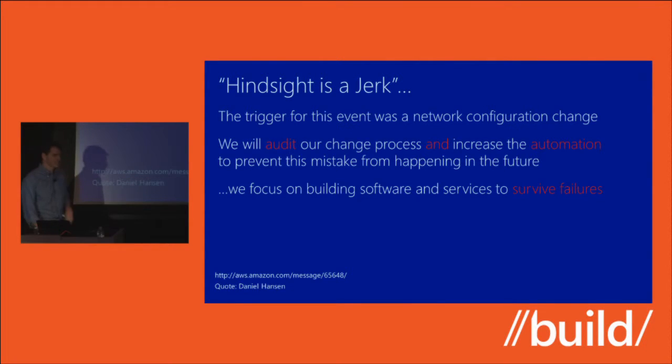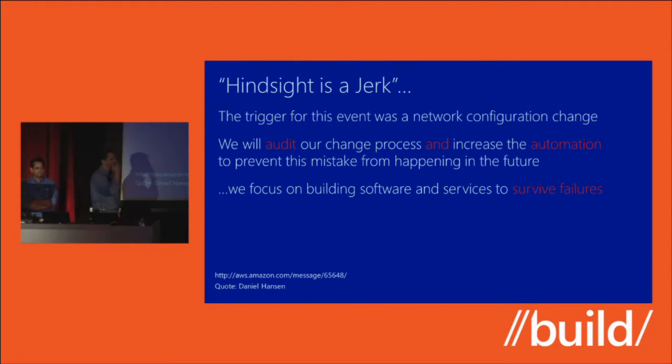Automation. Another great quote from a good friend, Daniel Hansen. He says, hindsight is a jerk. I made a mistake one day and I was wondering how I did it. I looked back and I said, oh, I know what I should have done. He said, hindsight is such a jerk. I used to think it was 20/20, but in any case, the issue is it's always right.